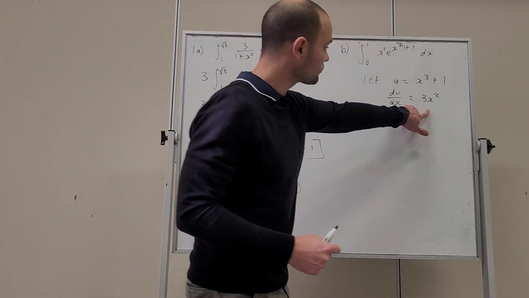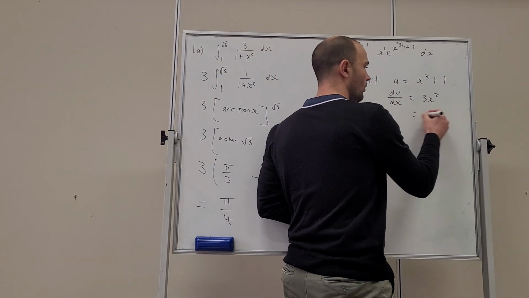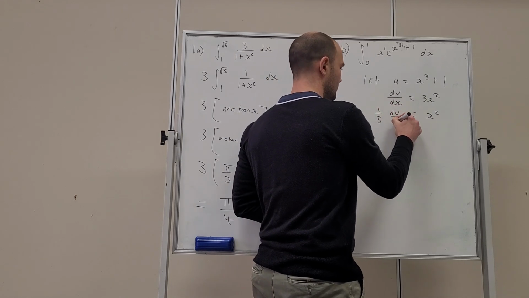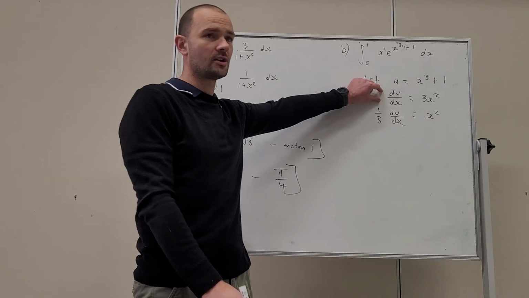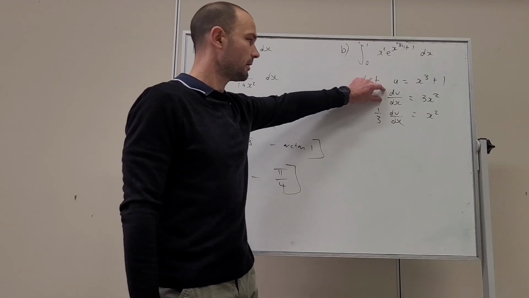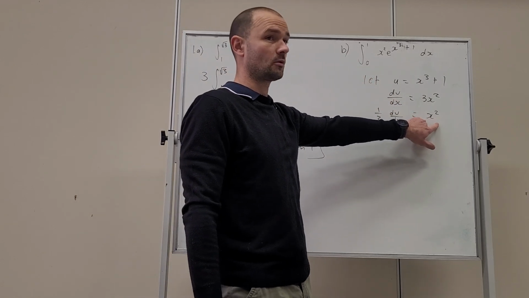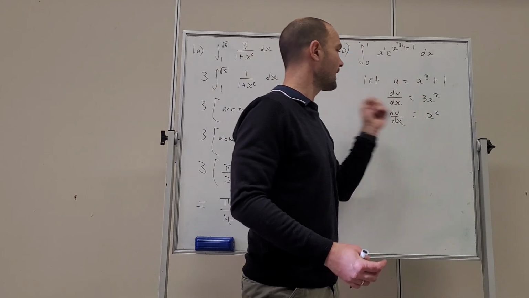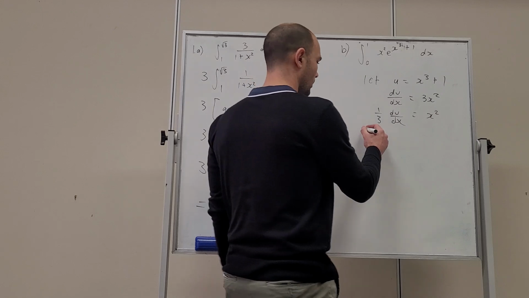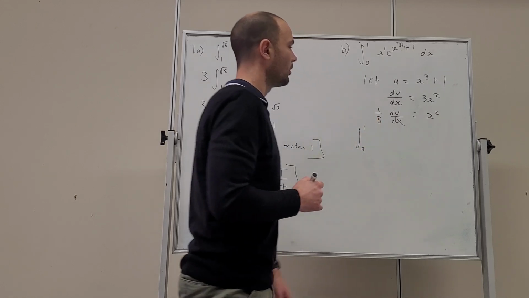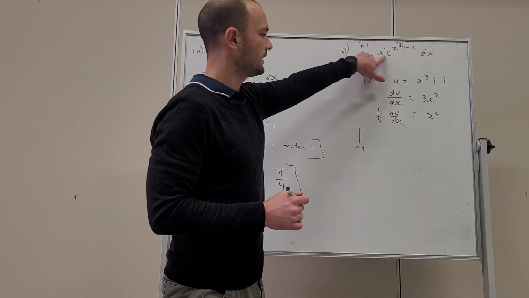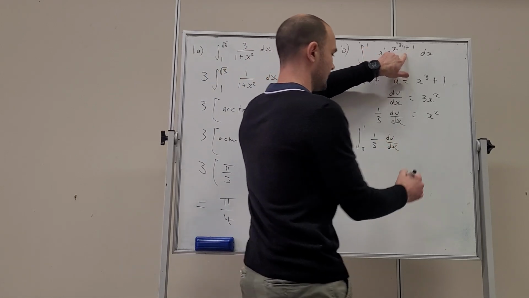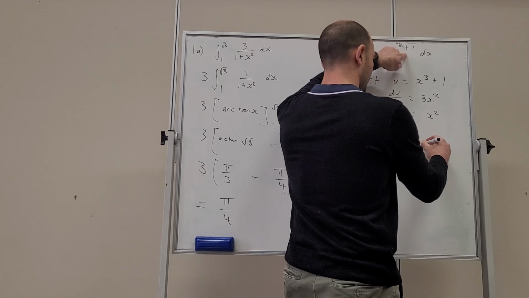And so from this relationship, x squared is equal to a third of du on dx. I'm taking this equation and just dividing both sides by 3 to get something in terms of x squared. Now, I'm going to restate our integral all in terms of u and du on dx. So we have the integral from 0 to 1 of a third du on dx, and this is e to the power of u, with regards to x.